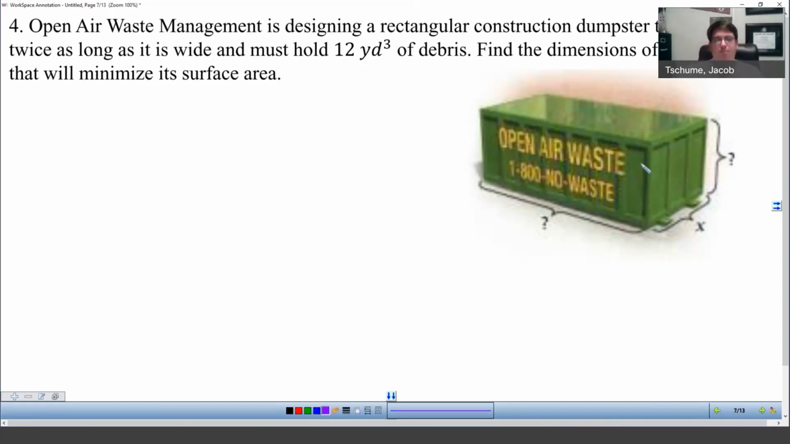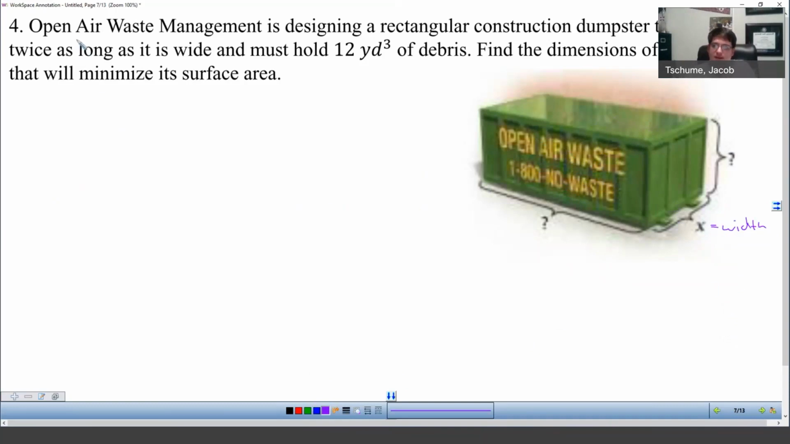So this time I pulled a picture out of the book, and I apologize for it being a little blurry, but this is the idea. You have this rectangular dumpster that has no lid, and we know a few things about it. Number 1, it's listing its width as being X. So if you can't tell, this is the width of the dumpster.